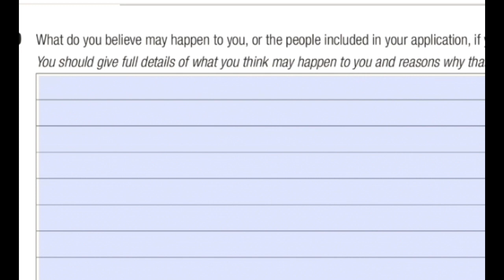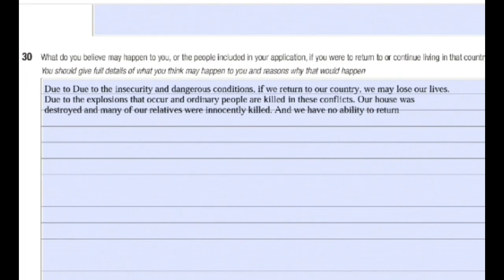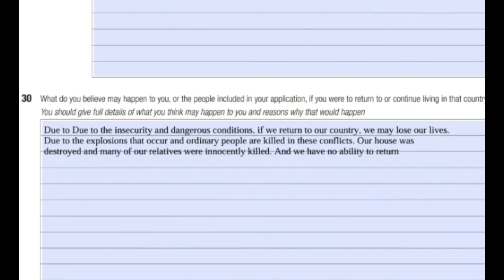Question 30. What do you believe may happen to you or the people included in your application if you were to return to or continue living in that country? You should give full details of what you think may happen to you and reasons why that would happen.